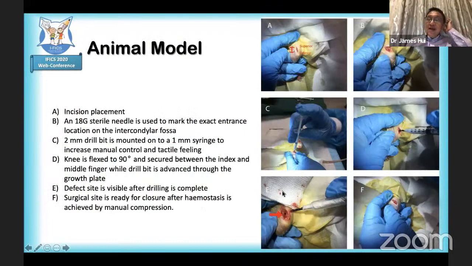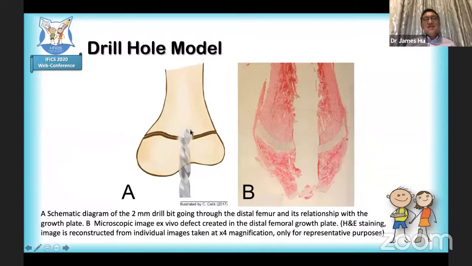So if any of the younger colleagues here who are pursuing an academic career would like to involve yourself in this horrible journey of physeal repair in animal models, this is a very validated animal model, a very cheap, available rat model. You can use an 18G sterile needle to identify, and after that, you can use a 2 millimeter drill bit and enlarge it. The beauty of this model is that you do not need any X-rays to confirm, because very nicely, we can see this on histology.